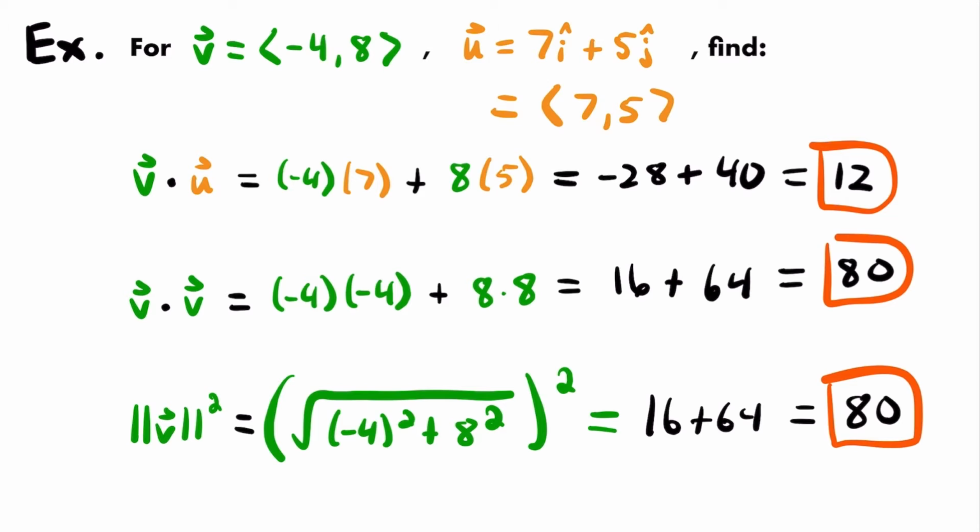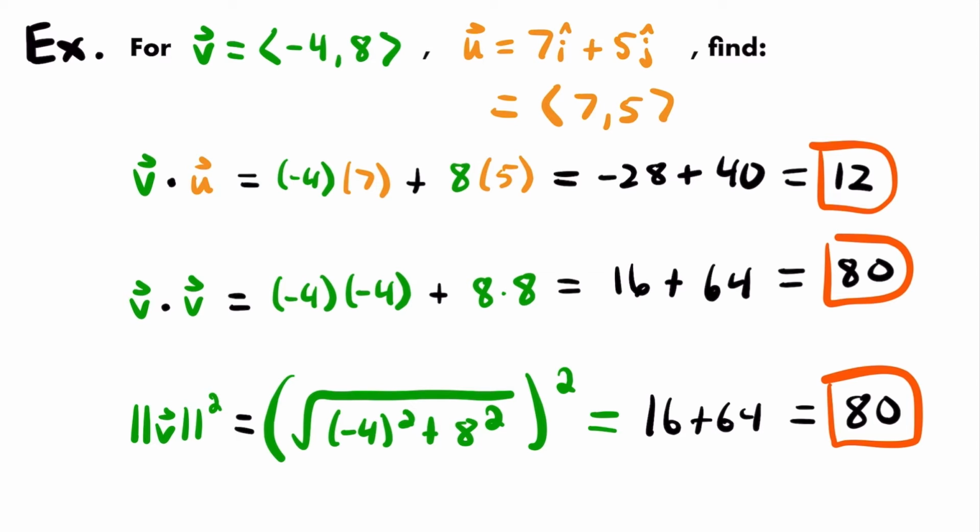It's actually pretty significant that these two values are the same. This is actually one of the properties of the dot product. The dot product of a vector with itself is going to be the same as taking the magnitude of that vector and squaring it. This is true for any vector, whether it's in 2D or 3D. You can just take the magnitude of the vector and square it, and that's the same as performing the dot product of that vector with itself. All right, so that's something to keep in mind going forward.